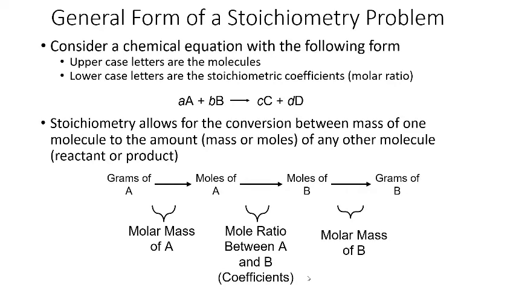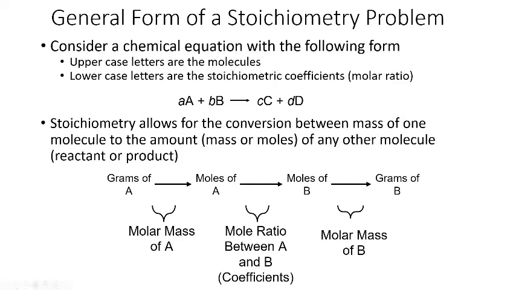Let's look at the general form of a stoichiometry problem. Consider a chemical equation with the following form: aA plus bB yields cC plus dD. A and B take the place of our reactants, and C and D take the place of our products. The lowercase letters identify our stoichiometric coefficients, which give the molar ratio between each of our constituents. Stoichiometry allows for the conversion between the mass of one molecule and the amount, either in mass or moles, of any other molecule, whether it's a reactant or a product.